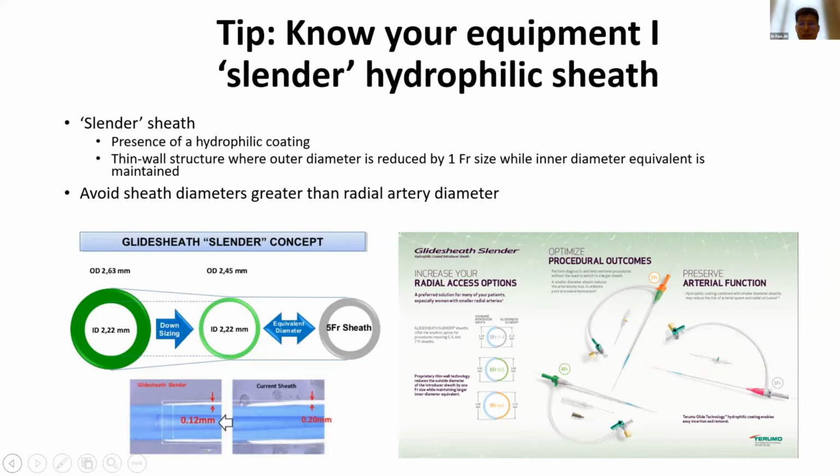As shown in the live case earlier on, it allows a 7 French guide to be inserted through the radial approach, having better outcomes, allowing greater patient comfort and reducing vascular bleeding risk. In general, operators should avoid using sheath diameters that are greater than the radial artery diameter itself.